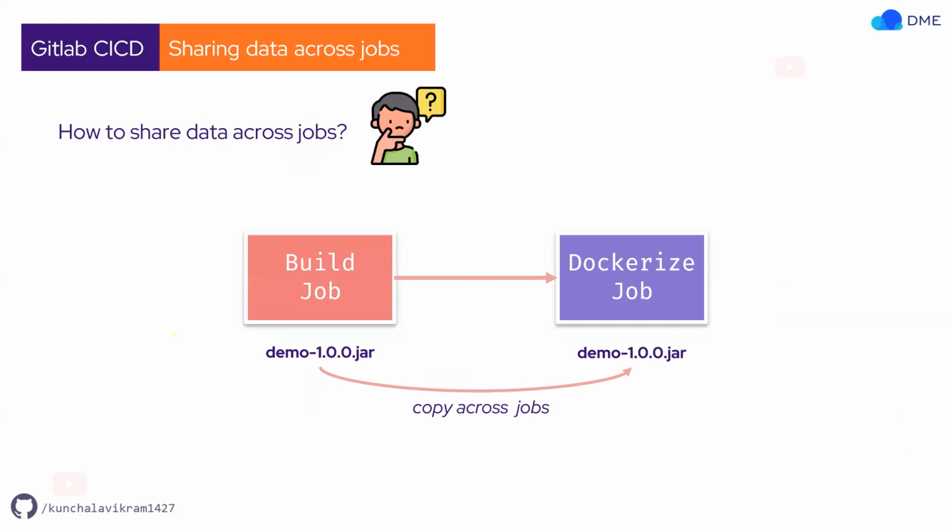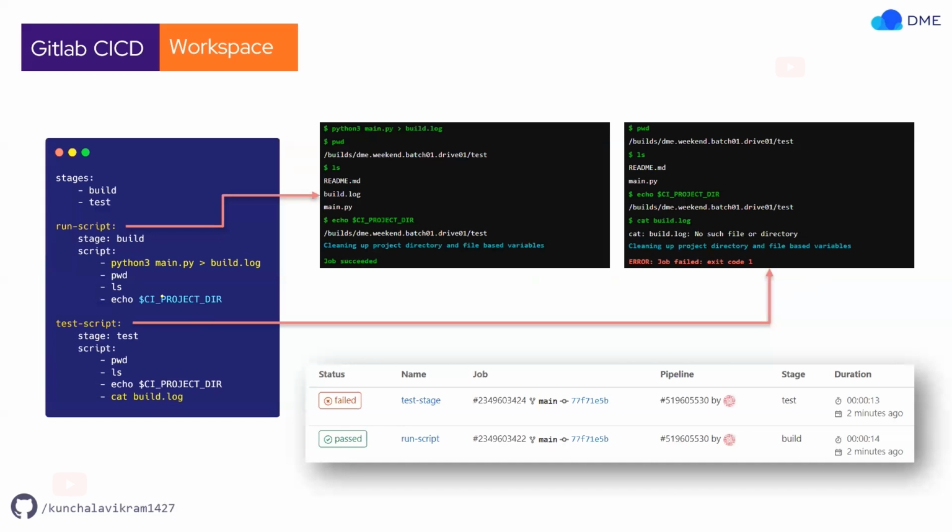So does each stage have a different workspace? Every job has a different workspace, not because of the stage. The environment is different, as you can see from the build ID.